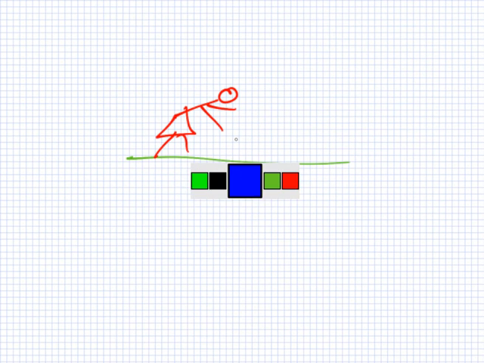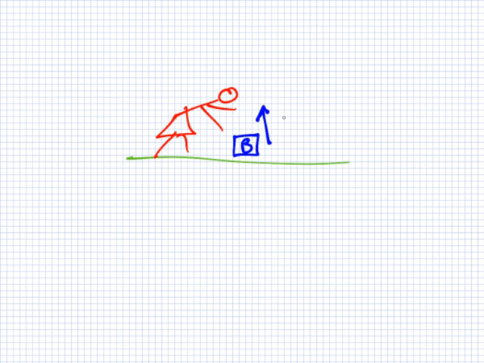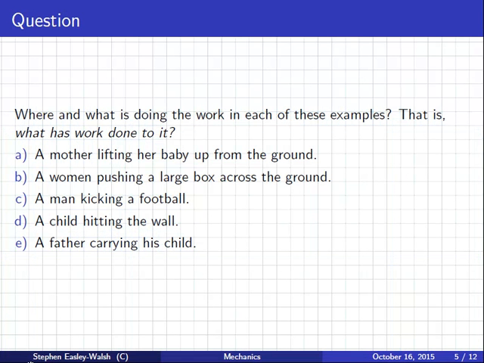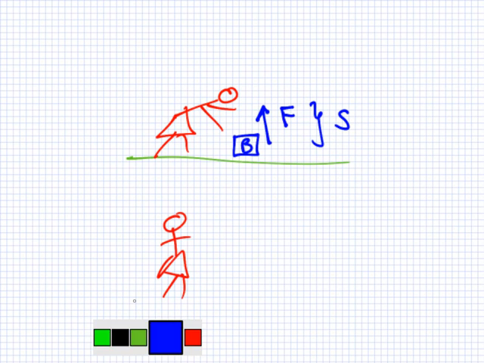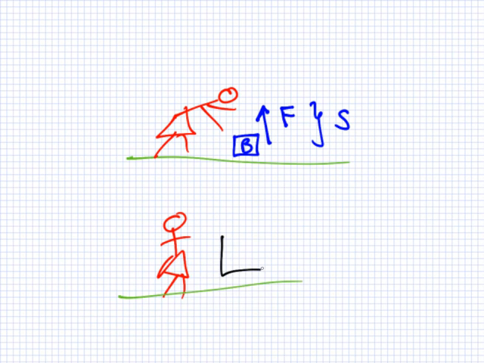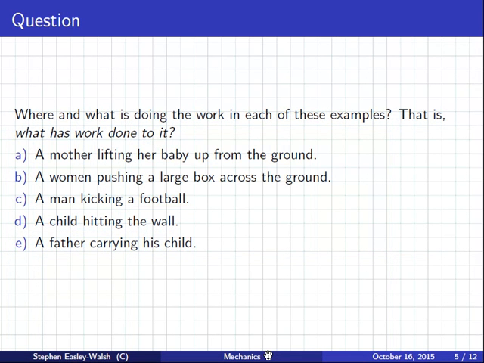And here's the baby. She is lifting the baby up. So there's a force F going up, and there's a distance S. So it's clear here, the work being done. A woman pushing a large box across the ground. She's pushing this box. So again, there's a force and there's a distance. So far? Okay.